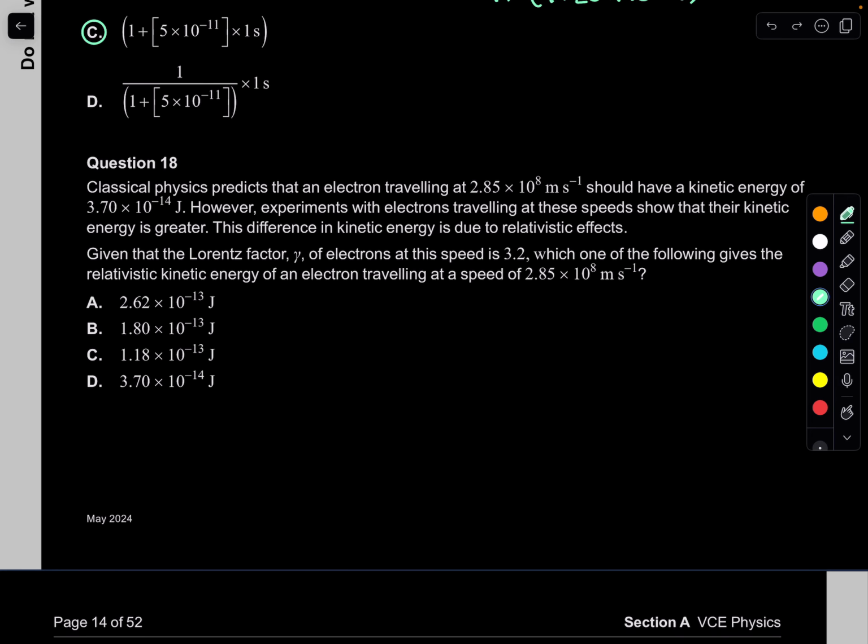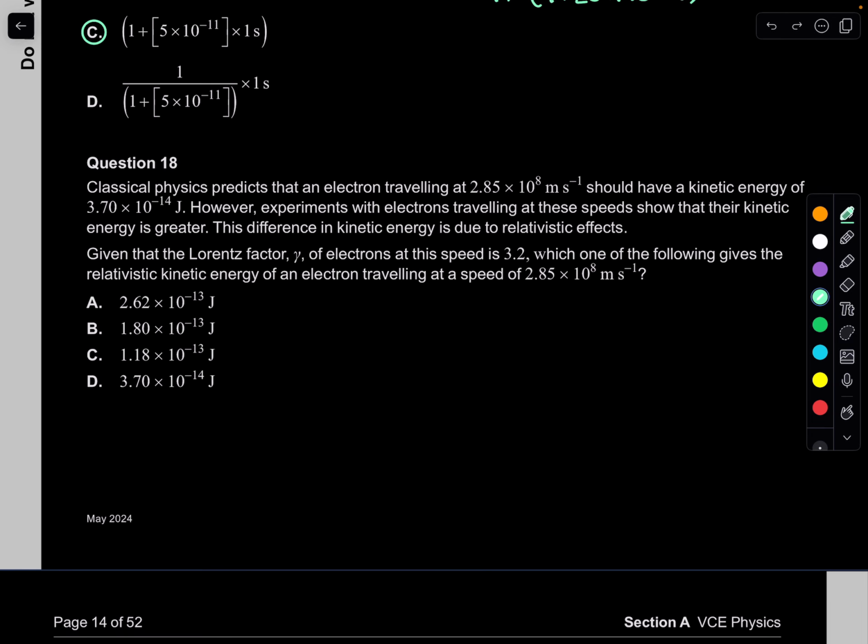However, experiments with electrons traveling at this speed show that their kinetic energy is actually greater. This difference in kinetic energy is due to relativistic effects. Given that the Lorentz factor, gamma, of the electrons at this speed is 3.2, which of the following gives the relativistic kinetic energy of an electron traveling at this speed? What a beautiful, easy question.